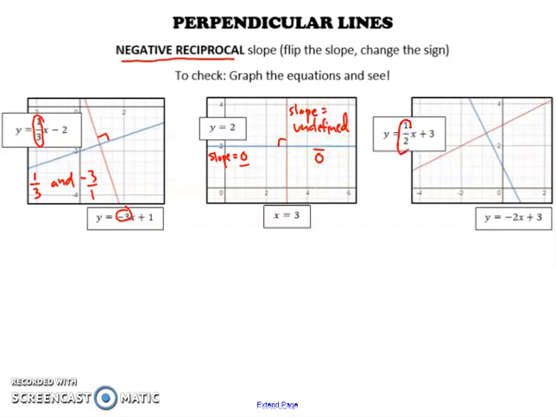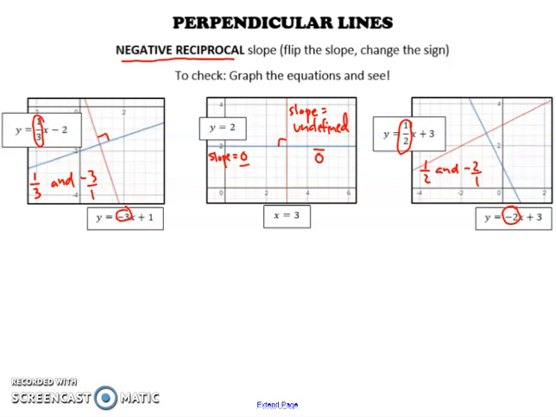Last one, we have 1/2. We have -2. So again, we have 1/2, and then we have -2, and I'm just going to show myself that that's over 1 because I'm flipping the numerator and denominator, and I'm changing the sign. Those are my perpendicular lines. And you can always graph to check and make sure, are those actually reciprocals?